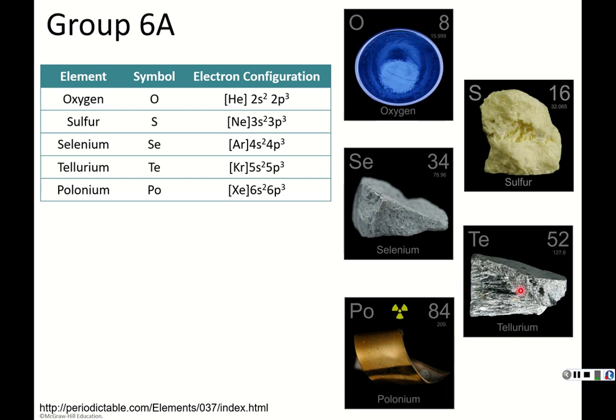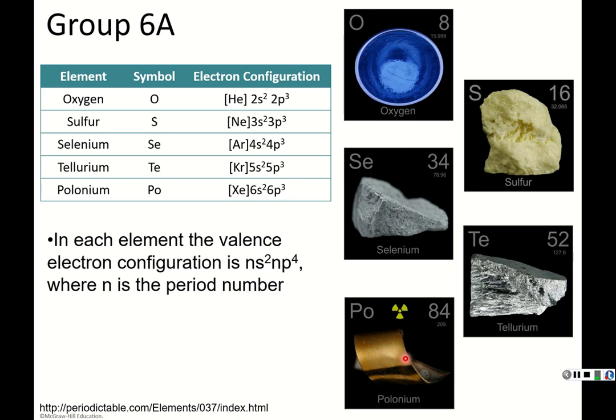Tellurium is now looking more shiny, more metal-like, but still not quite metal. And then finally, polonium is the element in this group that is the most metal-like. These all have the valence electron configuration s2p4.